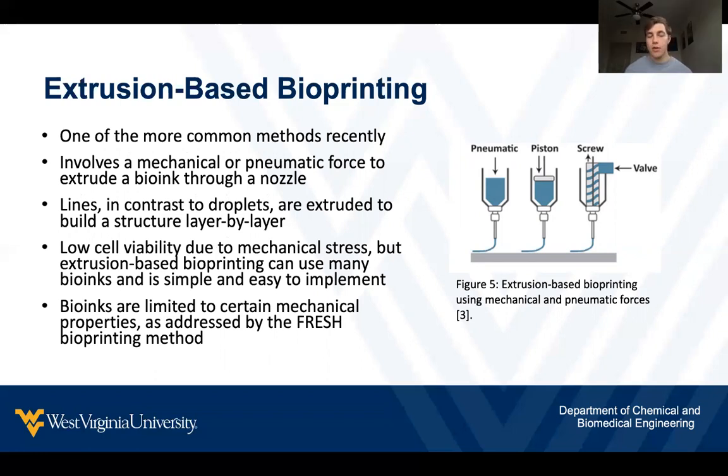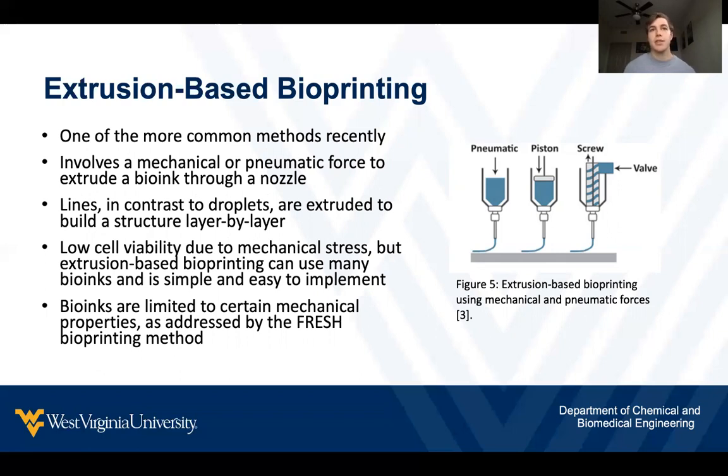This technique does have low cell viability because the pressure that builds up can lead to mechanical stress and damage to the cells. But, like I said before, it can use many different bioinks and is very simple and easy to implement. In general, with all of 3D bioprinting, one of the difficulties is creating a tissue that is able to support itself, because many of the bioinks don't have the certain mechanical properties that are needed to construct tissue while also maintaining their own structural integrity and not falling apart.